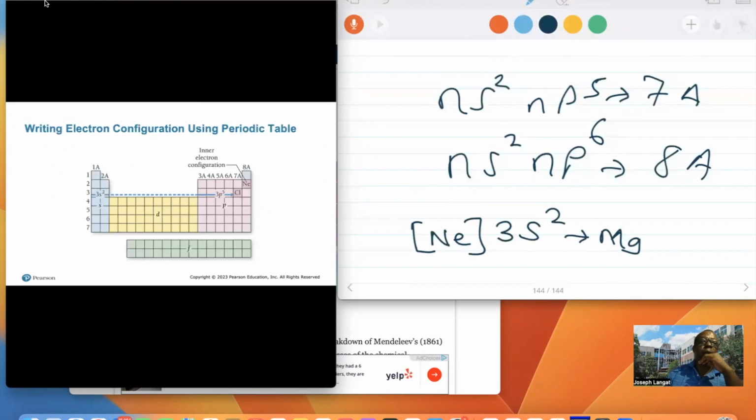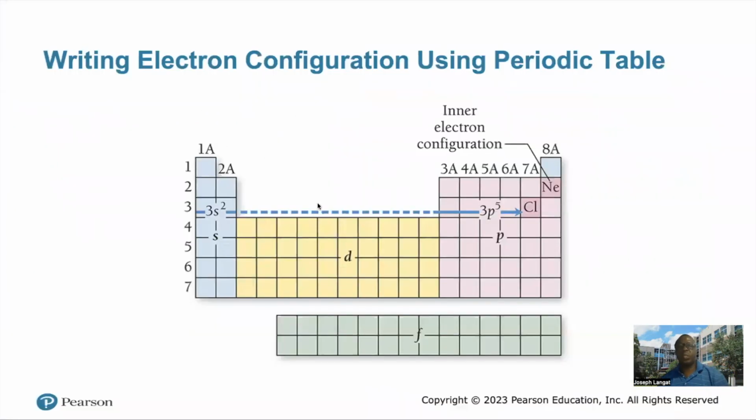You can use the periodic table to write the electron configuration, in the sense that going across, this is p1, p2, p3, p4, p5. So the outermost sublevel here is p5. This is 3s1, 3s2, 4s1, 4s2. And then when you come to the 3d, this is 3d, 4d, 5d, 6d. This is d1, d2, d3, d4, d5, d6, d7, d8, d9, d10.